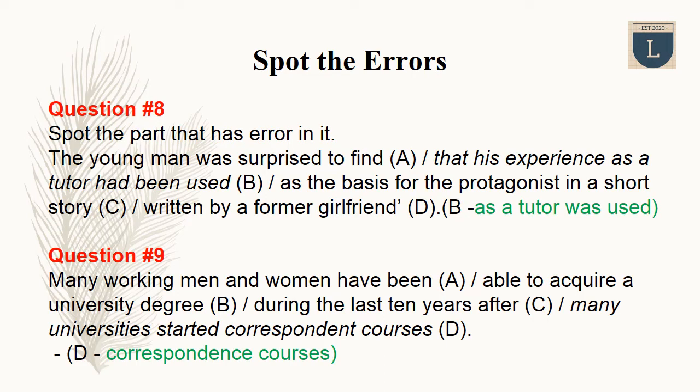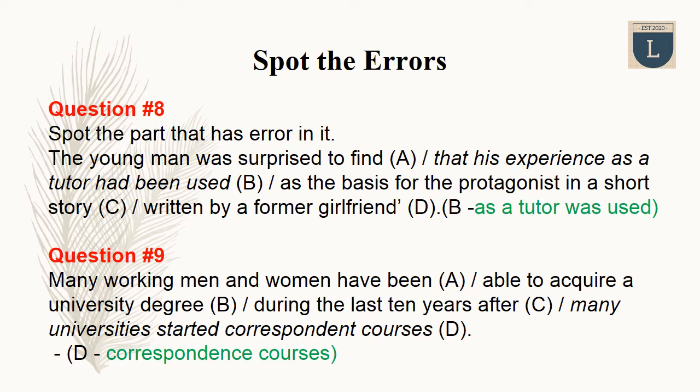Question number 8. The young man was surprised to find that his experience as a tutor had been used as the basis for the protagonist in a short story written by a former girlfriend. So the error is in part B, because the story was already written in the past tense. The story was written by a former girlfriend. So we need to just use "as a tutor was used." His experience as a tutor was used as the basis for the short story. Right? So it was used, not has been used.